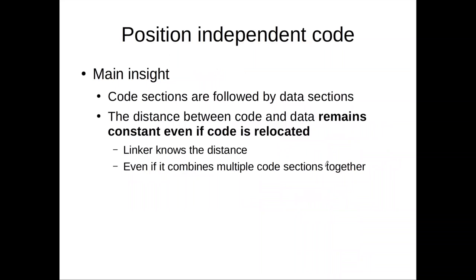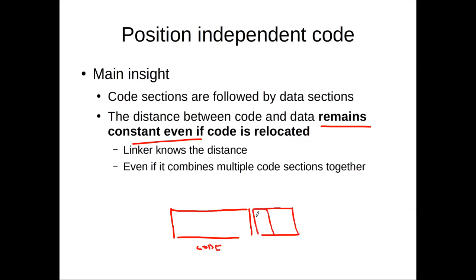And that's essentially the trick, right? The distance between the code and the data section where this table is located remains constant, even if the code is relocated. So this is our code. This is a data section. This is the table which we're talking about. It contains pointers to the data section. But this distance to this table is always the same.